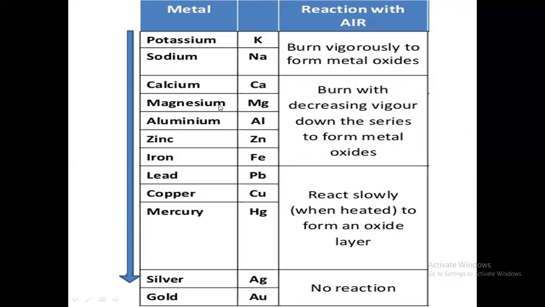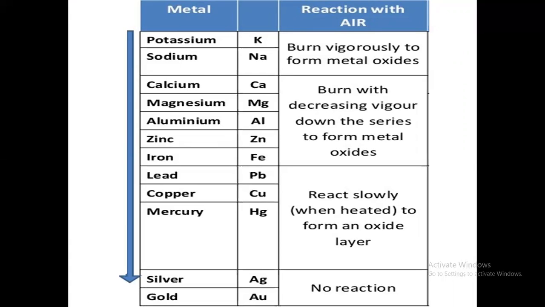Then calcium, magnesium, aluminium, zinc, and iron. They burn with decreasing vigor. Means they react quickly, they react fast, but less vigorously than sodium and potassium. Sodium and potassium, they burn vigorously. Calcium, magnesium, aluminium, zinc, and iron, they react quickly but less vigorously as compared to sodium and potassium.